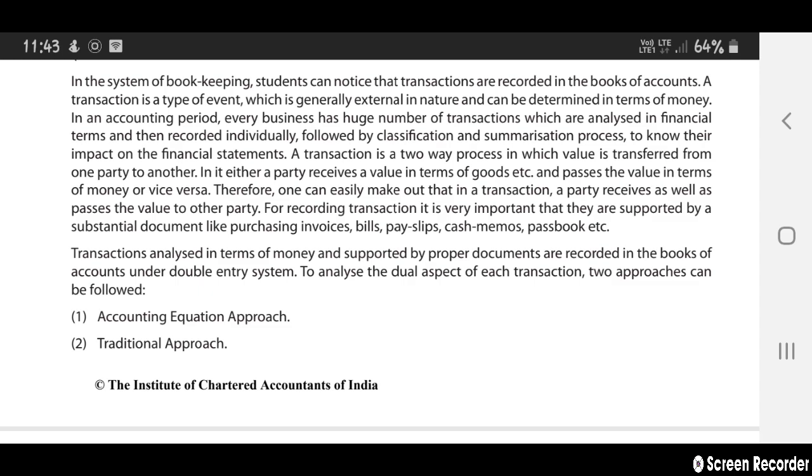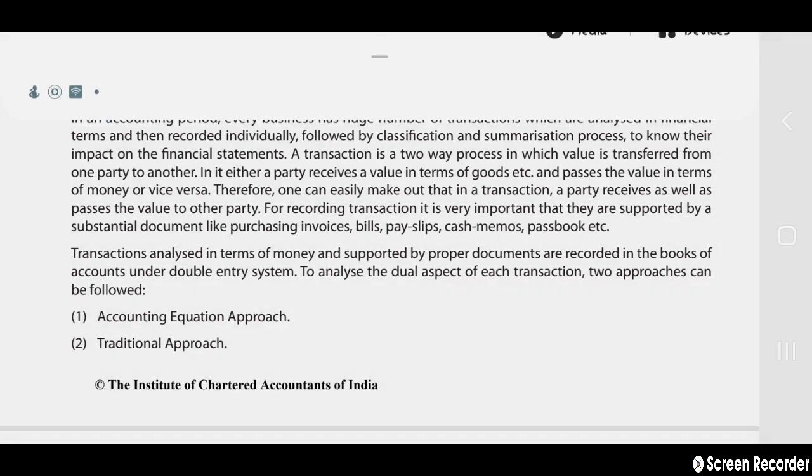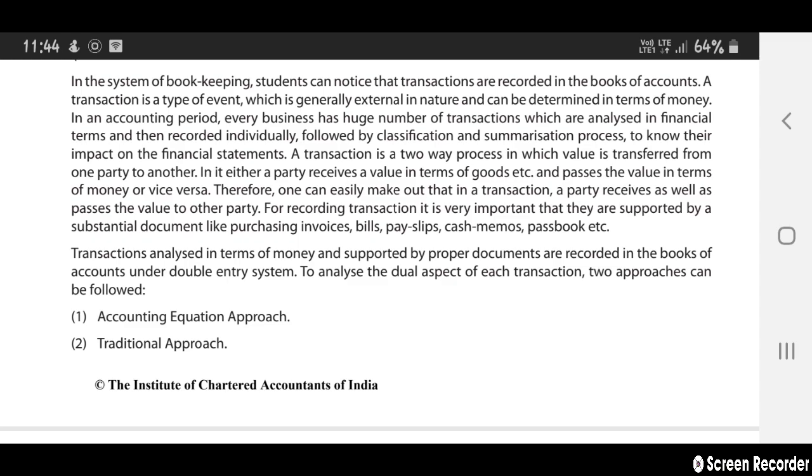It is general in nature and can be determined in terms of accounting. In an accounting period, every business has a huge number of transactions that can be analyzed in financial terms and then recorded individually. You record what transactions have happened, followed by classification and summarization to know their impact on the financial statements of the company.